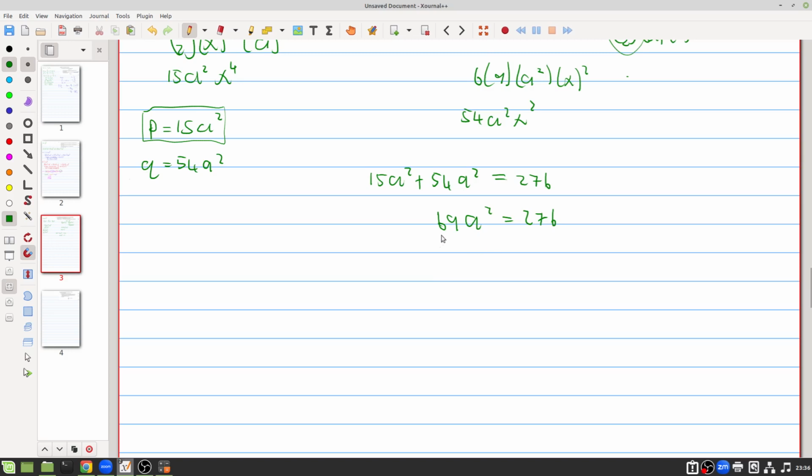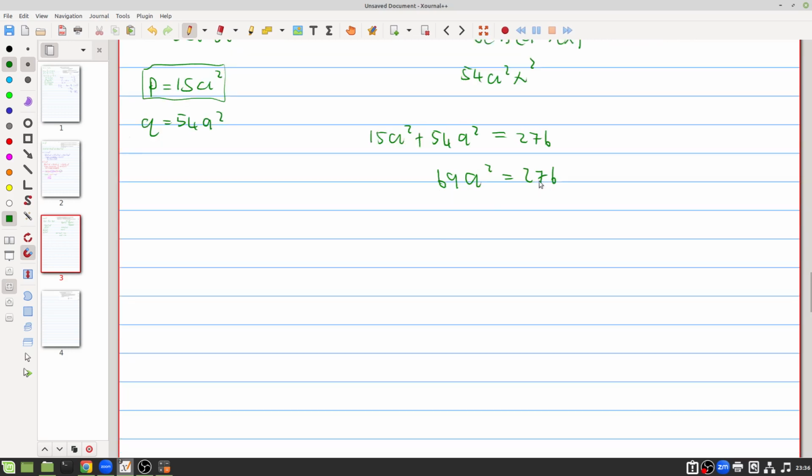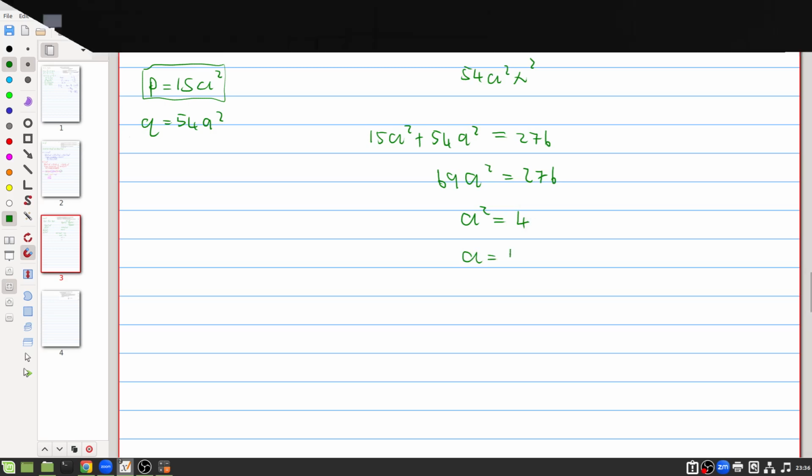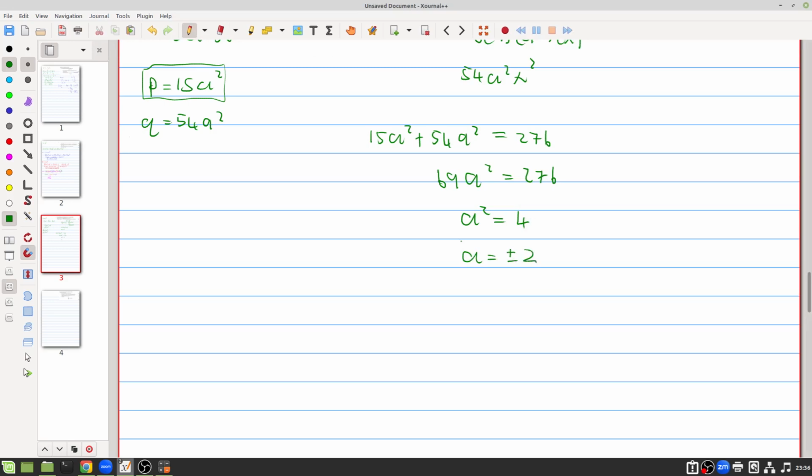And then 69 times what gives us 276? So 70 times 4 is 280. So 69 times 4 is 276, yeah. Okay, so divide by 69 on both sides and we get 4. So a is then equal to the square root of 4, which is plus or minus 2. So a is 2 or a is minus 2.